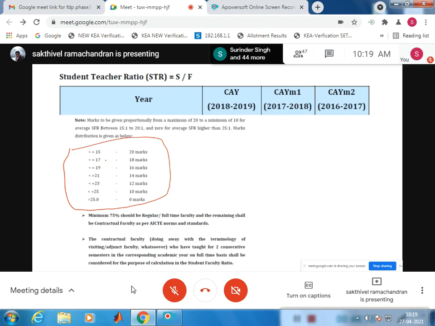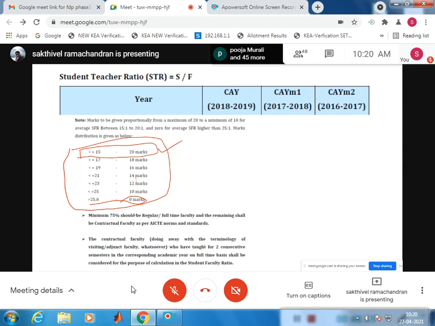So the student-faculty ratio marks have been listed out. If it is greater than 25, it is 0 marks. Less than or equal to 25, it is 10. Like that it keeps on going up. When it comes to less than or equal to 15, it is 20 marks. So if the SFR is 15 or less than 15, definitely 20 marks can be achieved over here.